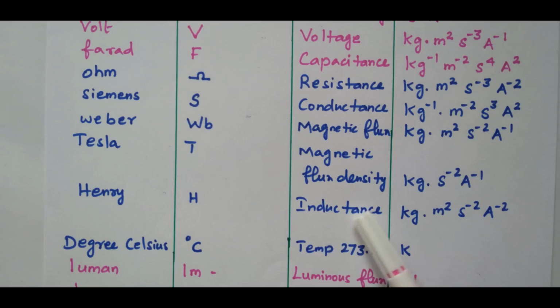Then inductance. The unit is Henry. The symbol is H. The base units are kg m square s power minus 2 a power minus 2. Then temperature in Celsius. Already Kelvin is available as a base unit, and one more unit is Celsius. The base unit is K. Celsius is Kelvin minus 273.15. So Kelvin is available as a base unit, Celsius as a derived unit.